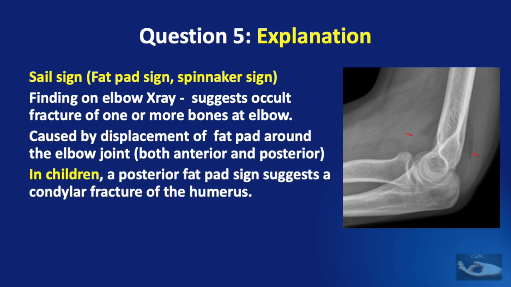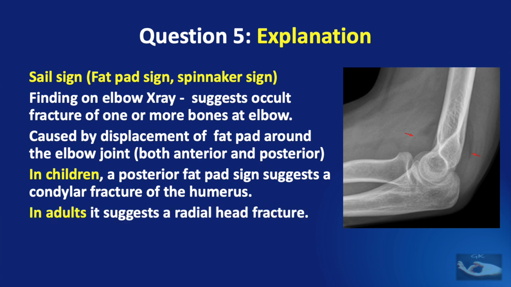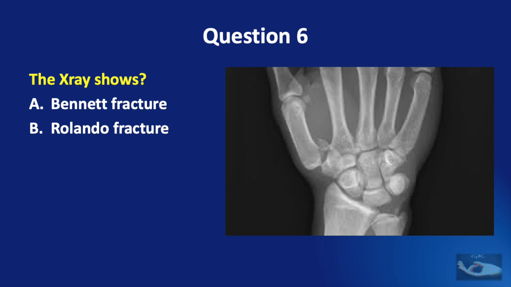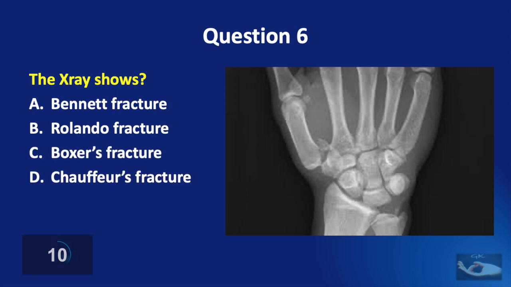In children, a posterior fat pad sign suggests a condylar fracture of the humerus, and in adults, it suggests a radial head fracture. Question number 6. The X-ray shows Bennett fracture, Rolando fracture, Boxer's fracture, or Smith's fracture.